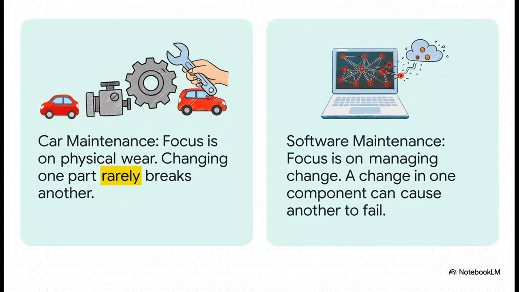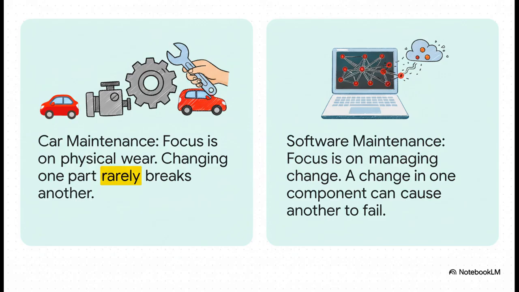Everyone loves the car analogy for this, but honestly, it kind of breaks down pretty quickly. With a car, you're fixing physical wear and tear. Software doesn't wear out. The real enemy for software is change. And here's the crucial difference. In your car, the parts are pretty self-contained, right? Changing the spark plugs isn't going to magically break the timing belt. But in software, oh, you better believe it can.